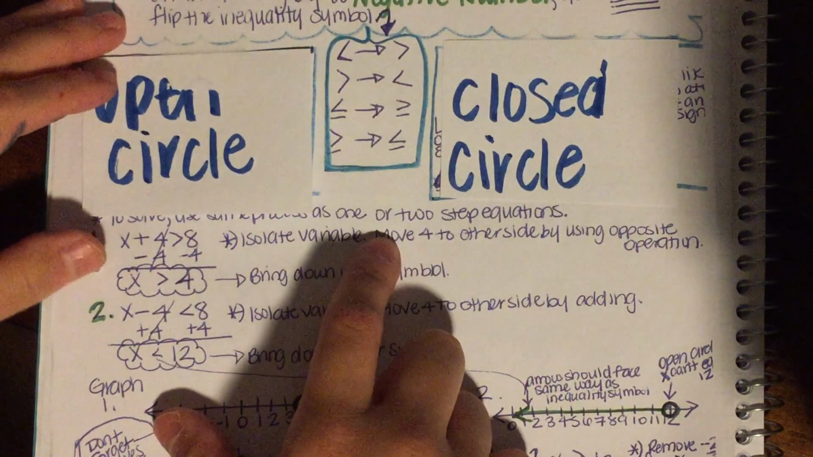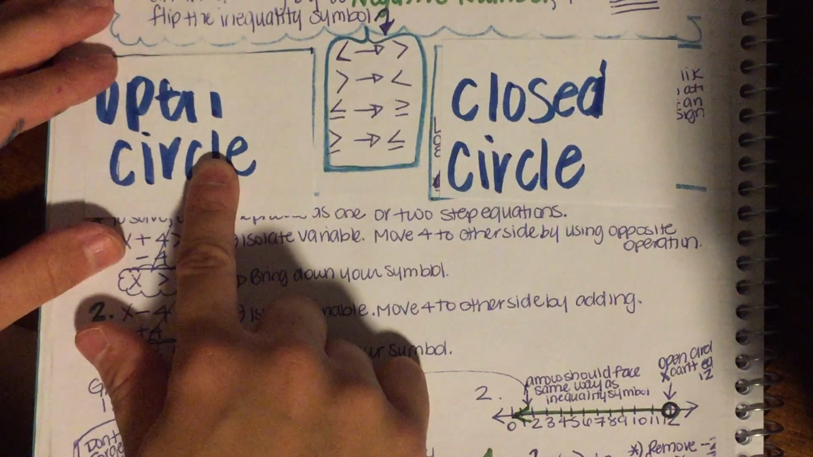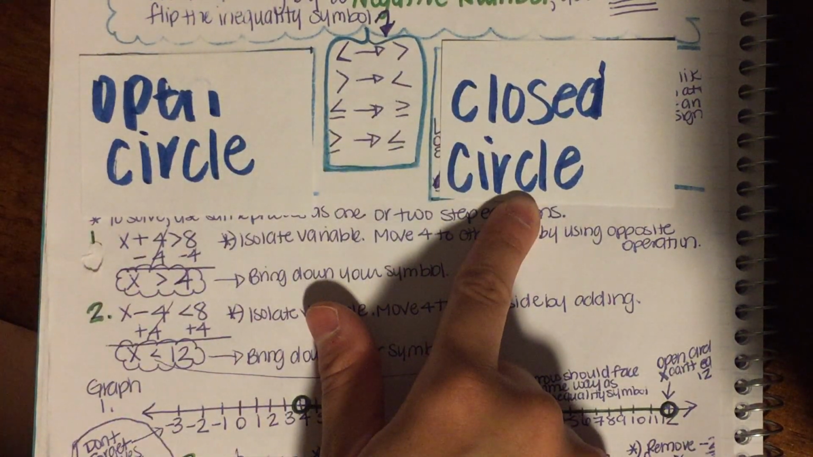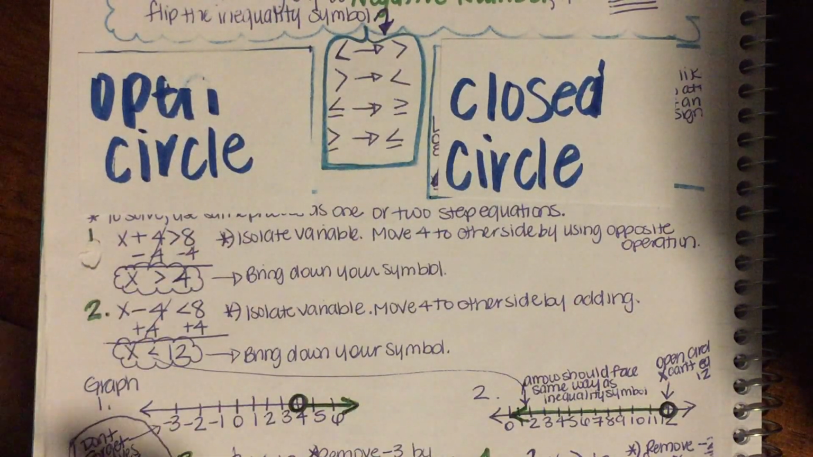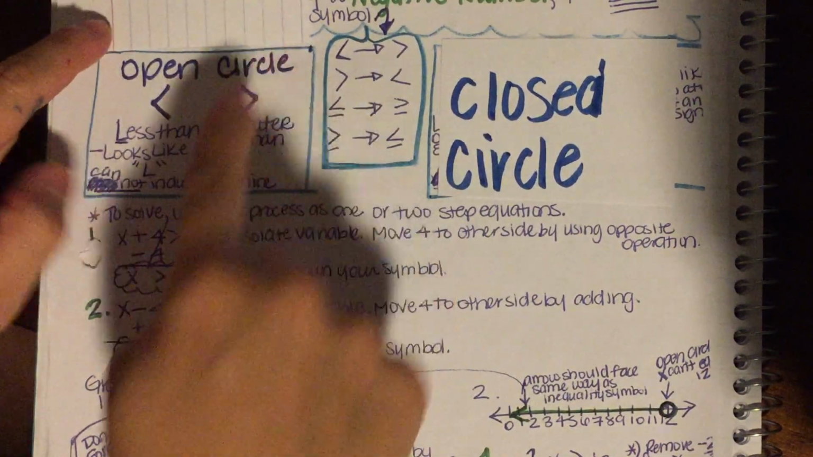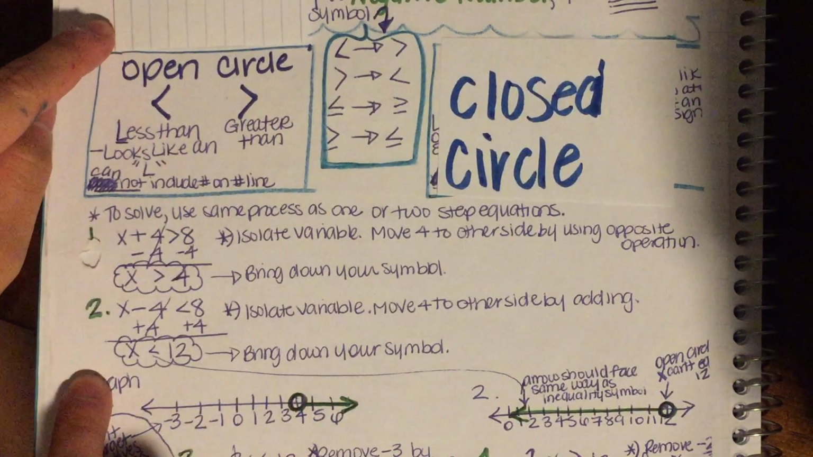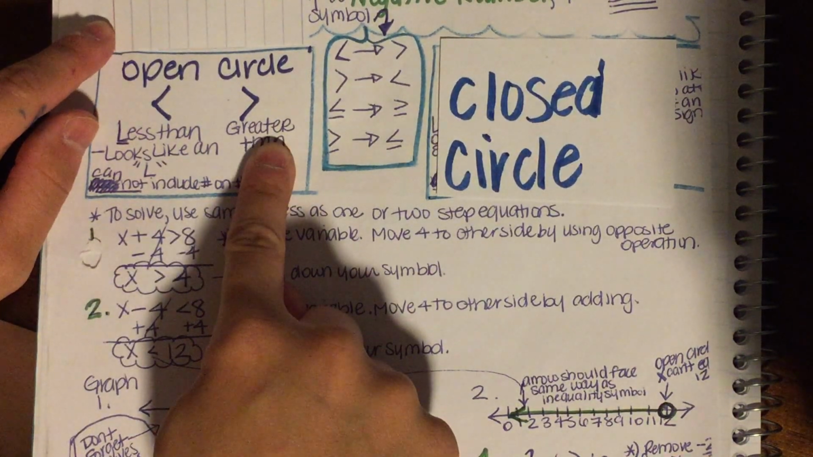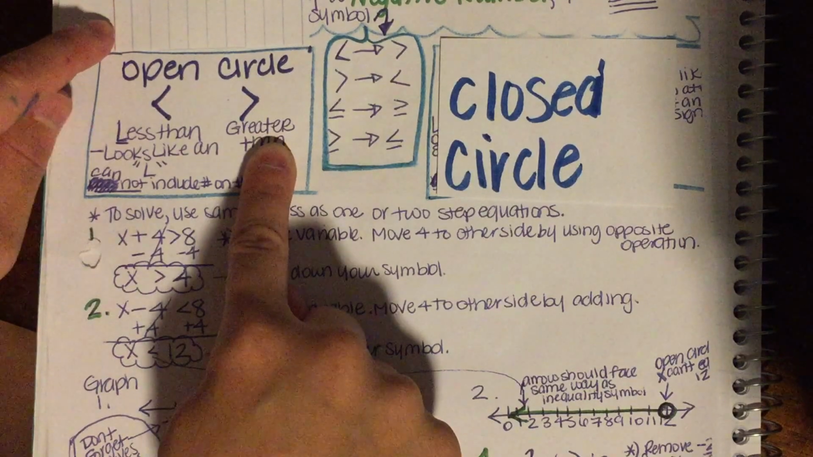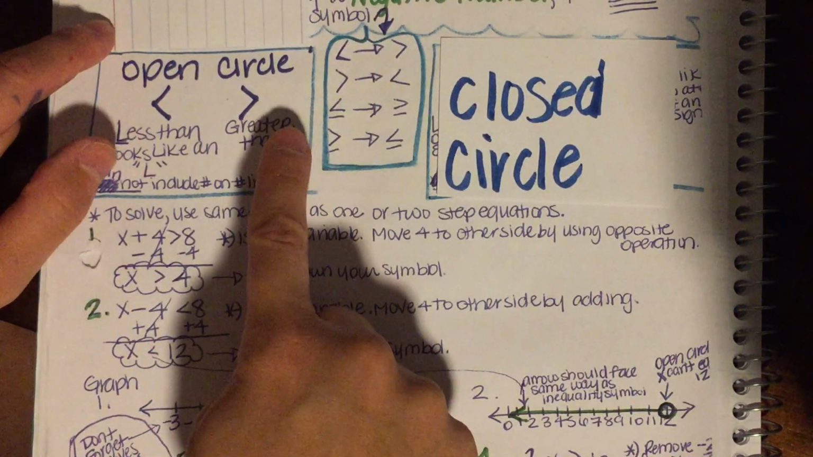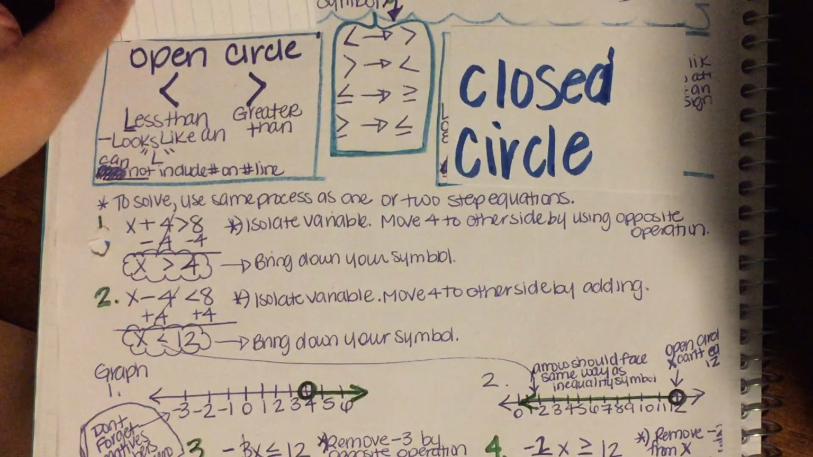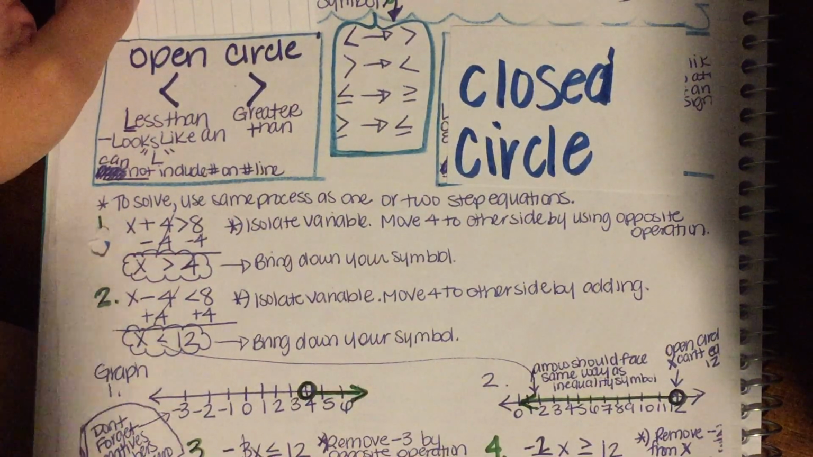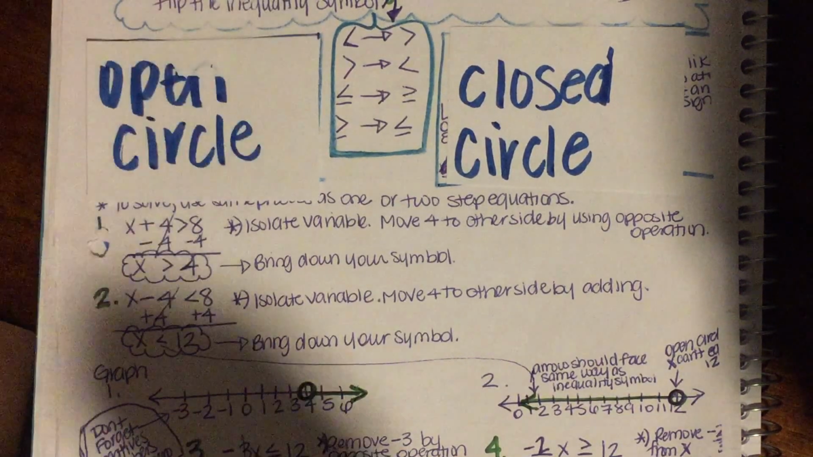You get the idea. So when do I use an open circle and when do I use a closed circle? Well, that's a very good question and something that you for sure need to know now. An open circle is used for less than or greater than symbols only. The reason it is open is because you are not including that as a possible solution. So that number where the circle is above is not going to be included as a solution.